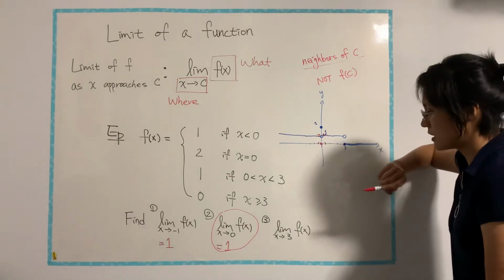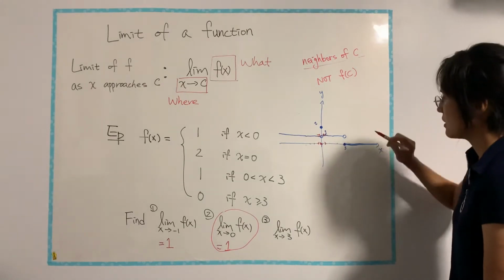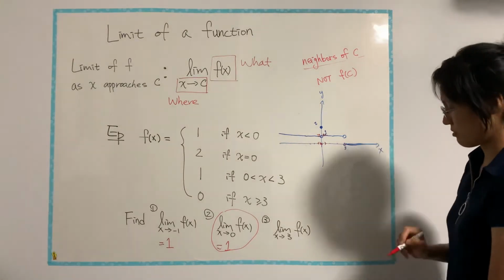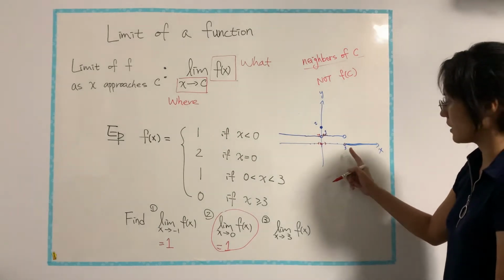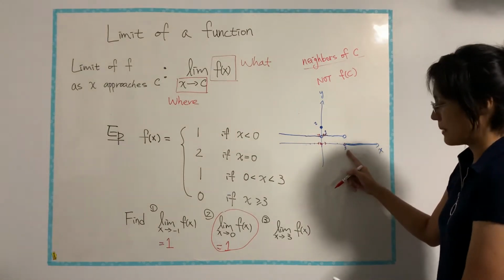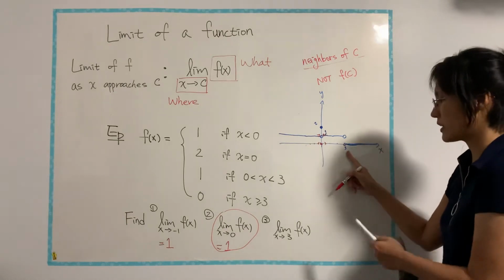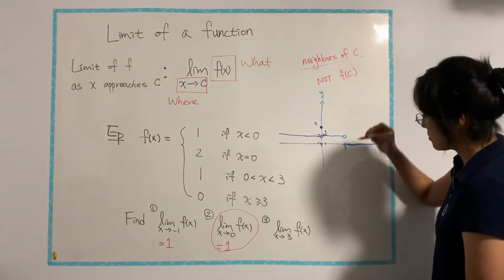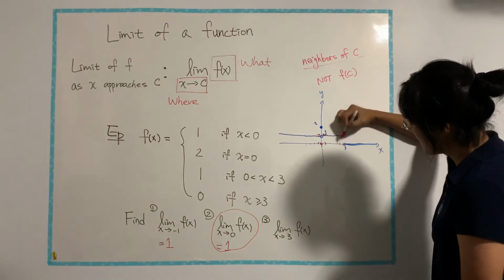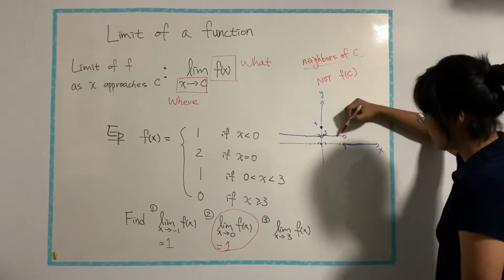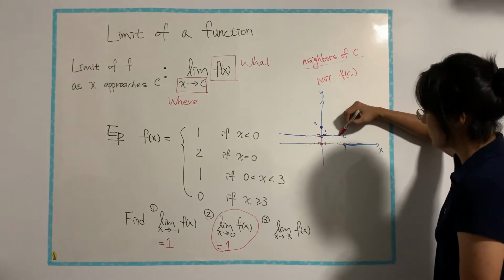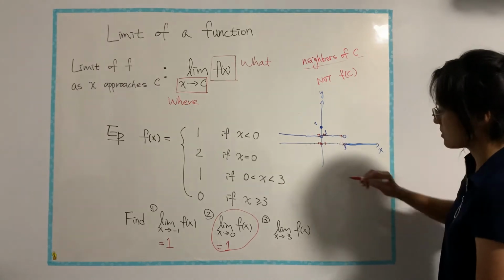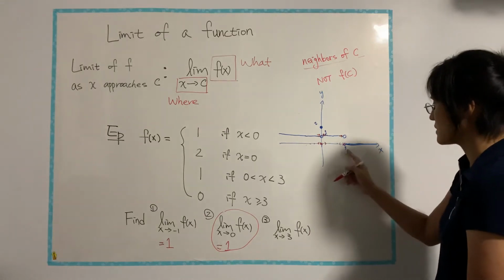Limit of f when x approaches 3. Okay, so when x approaches 3, here's our 3, x equal to 3. Remember, I'm not looking at what happens when x equals 3. I'm looking at what happens when x is approaching 3 from both sides. So let's see, for the neighbors on the left hand side of 3, what function values do you get? You get 1. So they approach 1 when x approaches 3 from the left hand side.